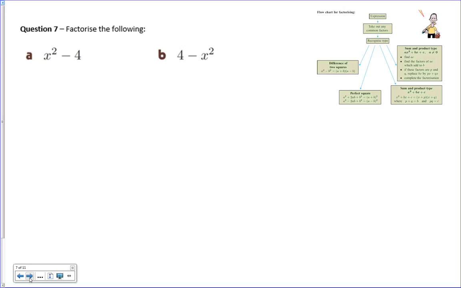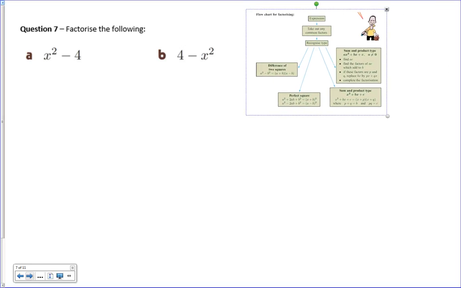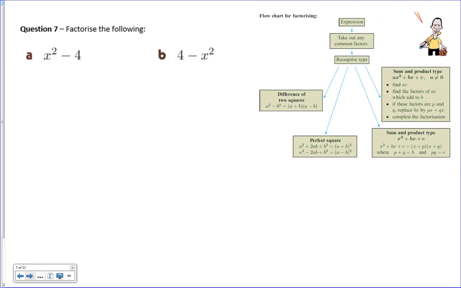Factorise the following. So again, I'm just going to make this a little bit bigger so we can see it. Is there any common factors in this first one? No, there's not. Is it an a squared take b squared example? Well, there's definitely a take and it's 2 terms. So let's just check to make sure it is. So it's x squared take 2 squared. So yes, it is a difference of 2 squares. So we're going to have x take 2, x plus 2, or x plus 2, x take 2.